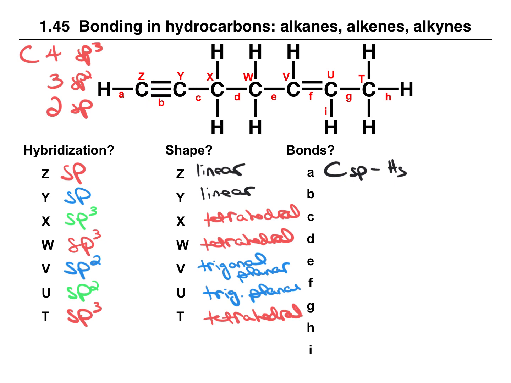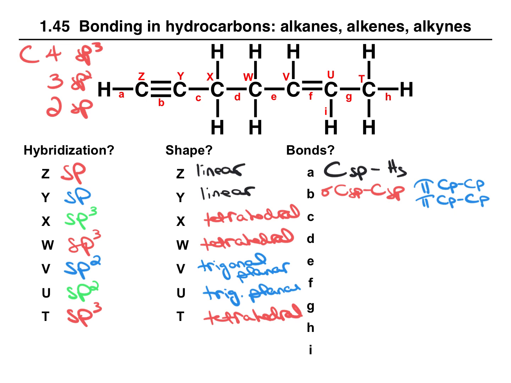So those carbons are sp hybridized. So we're going to have a sigma bond due to a carbon sp overlapped with another carbon sp. We're going to have a pi bond created by the overlap of a carbon p with a carbon p, and another pi bond, carbon p overlapped with carbon p.